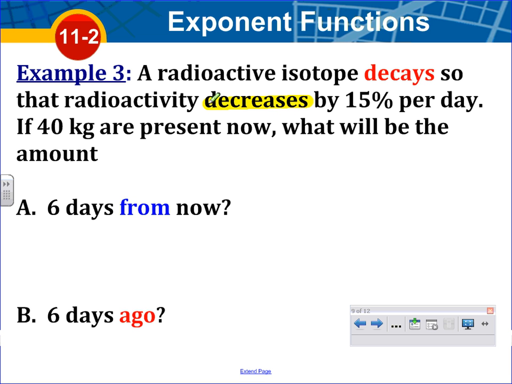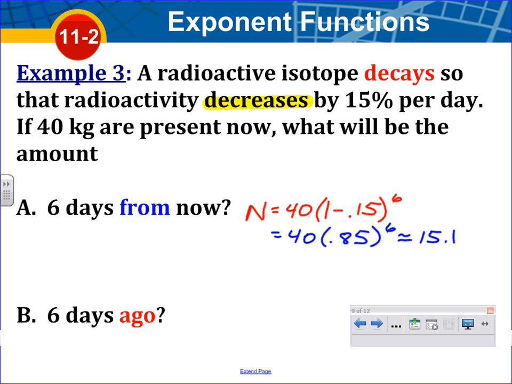When you're doing your future, you're going to have a positive exponent. Past is going to be a negative exponent. All right, so here we go. n equals, we're starting with 40. And then it's going to be 1 minus 0.15. And then it's in 6 days. All right. So we got 40 times 0.85 to the 6th power. Do that all in your calculator, and you should get about 15.1 kilograms in 6 days.